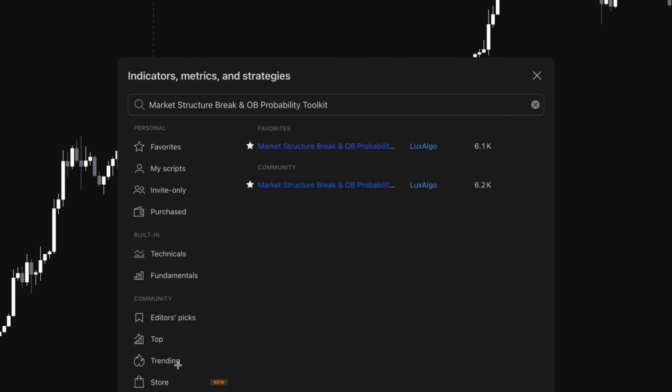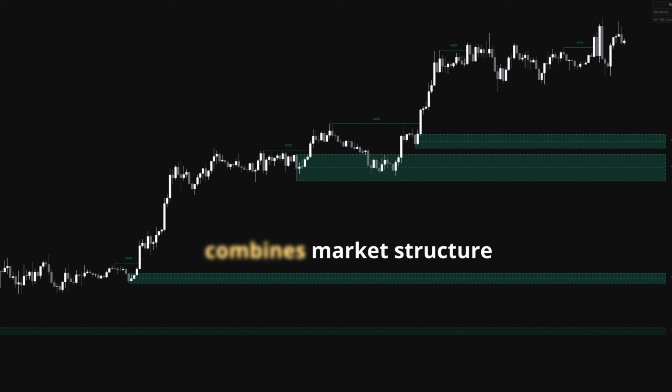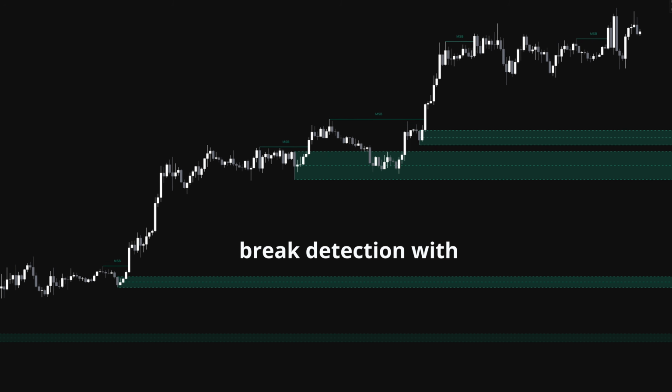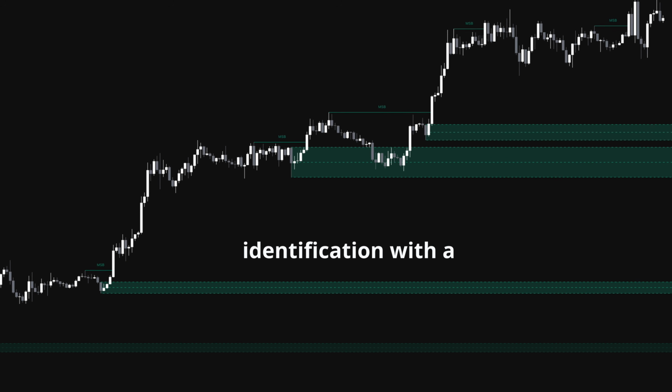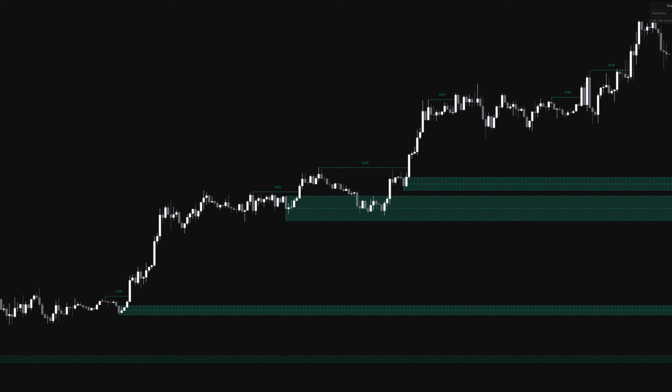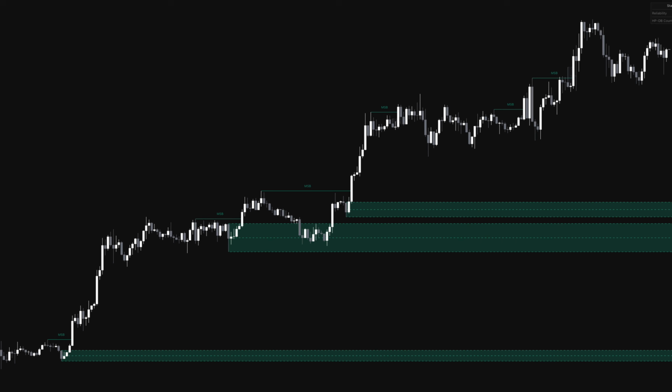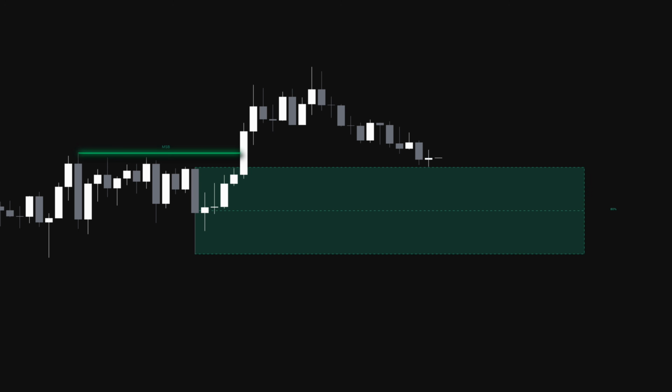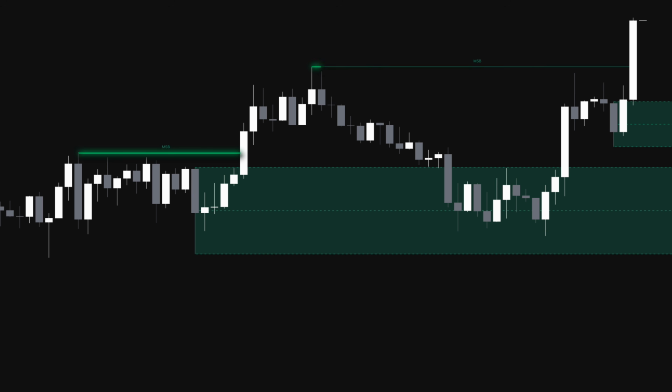Market Structure Break and Order Block Probability Toolkit, published by LuxAlgo, combines market structure break detection with a momentum filter and order block identification with a quality scoring system. It does not just mark zones mechanically, but attempts to weigh them by the conditions under which they formed. Market structure breaks are detected when price closes beyond the last confirmed pivot, high or low.